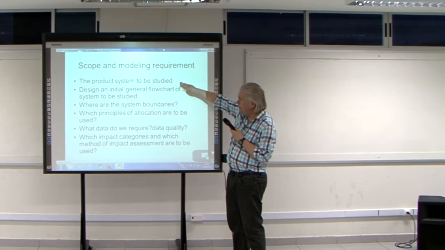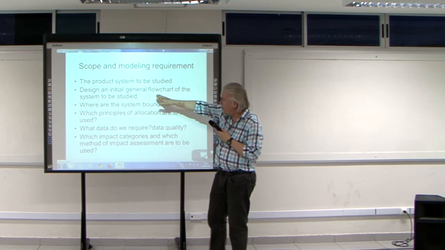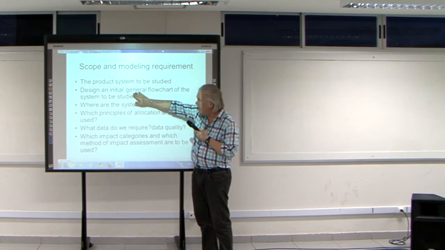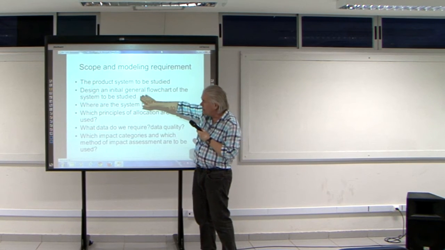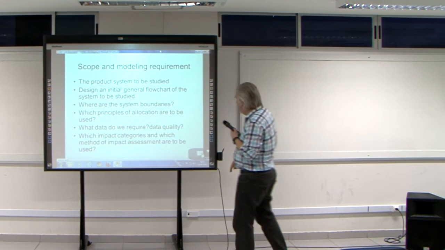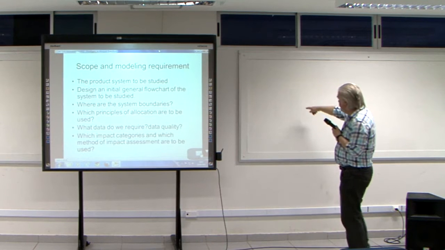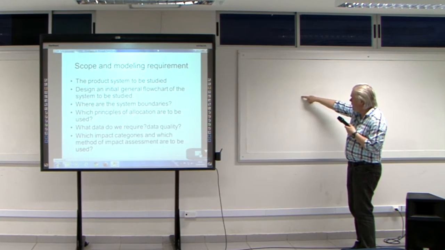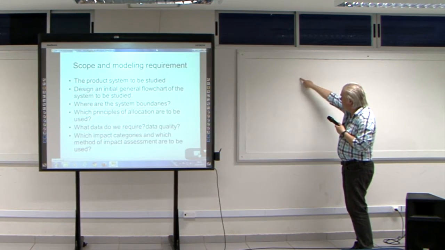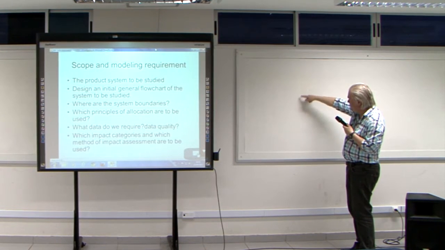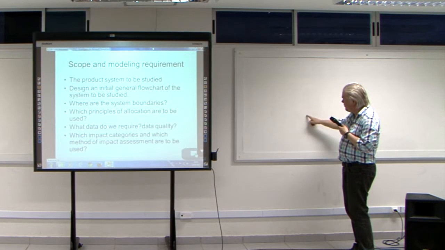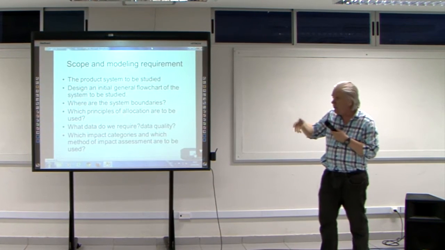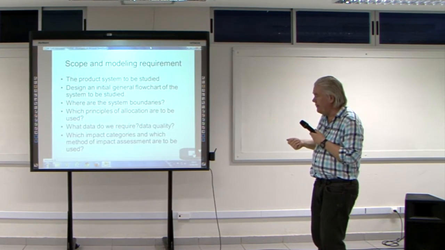As I said, we have to design an initial general flow chart of the system to be studied. Boxes for every type of thing that I'm doing, boxes for transport, boxes for production, boxes for disposal, etc., all raw material extraction, etc.